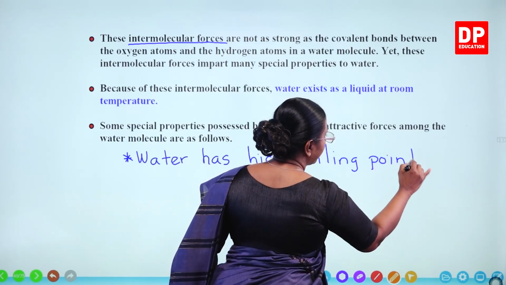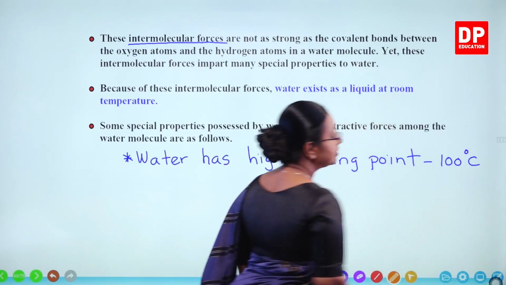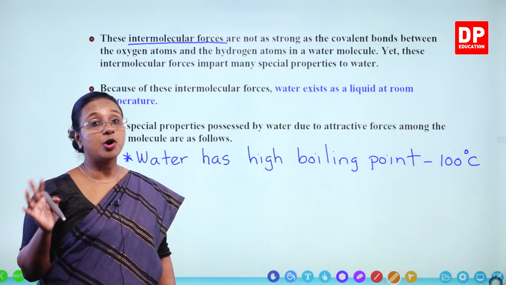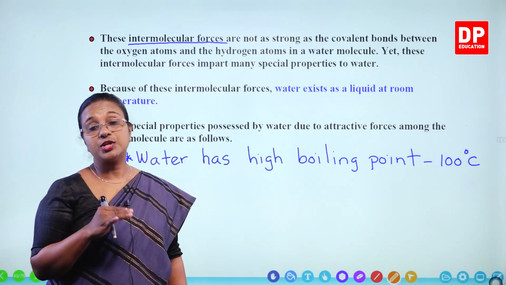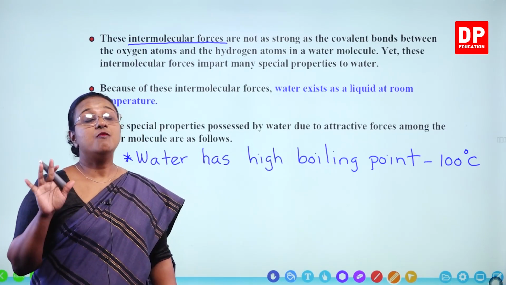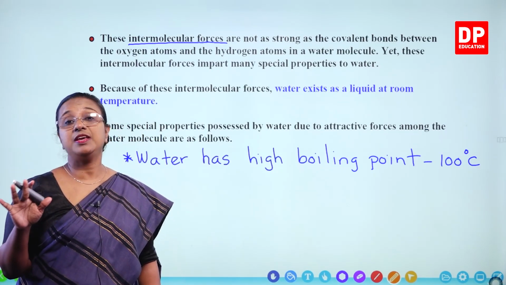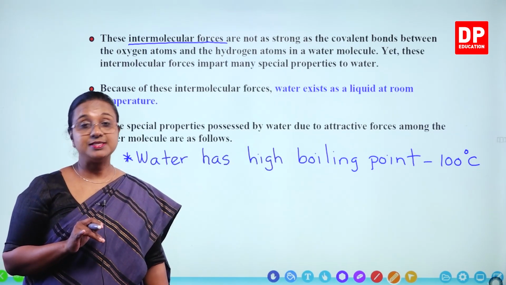What is the boiling point of water? You all know it is 100 degrees Celsius. That is a high boiling point because you need to break the intermolecular force or the intermolecular bond. So another property, water has high specific heat capacity. You all know what specific heat capacity is.